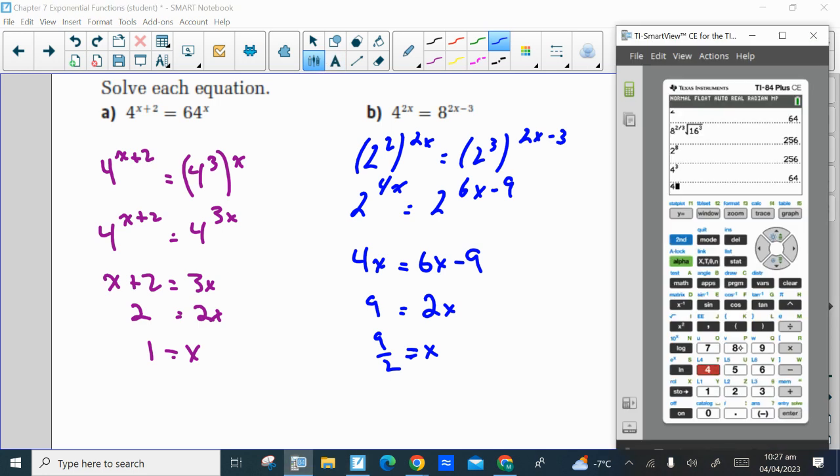We can check that in our calculator. 4 to the power of 2 times 4.5 is that value. 8 to the power 2 times 4.5, take away 3, same number. It checks. Our answer works.